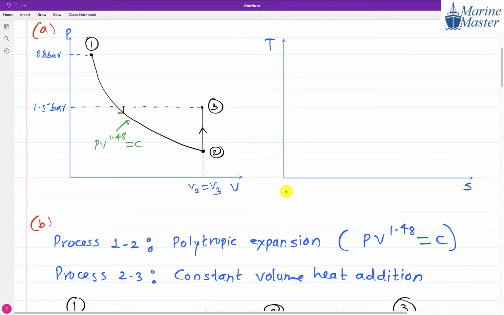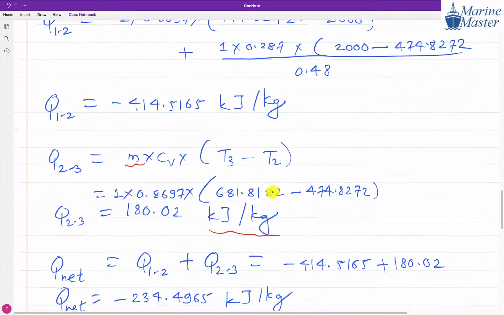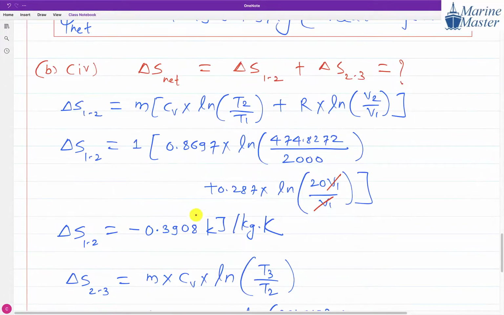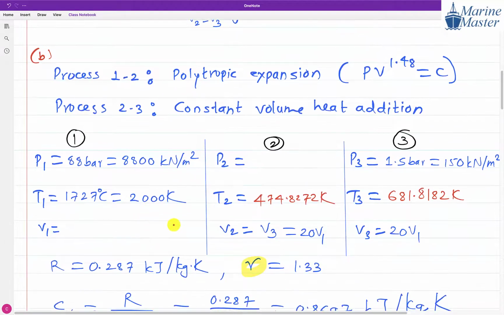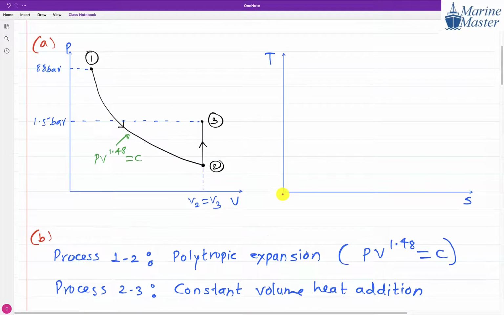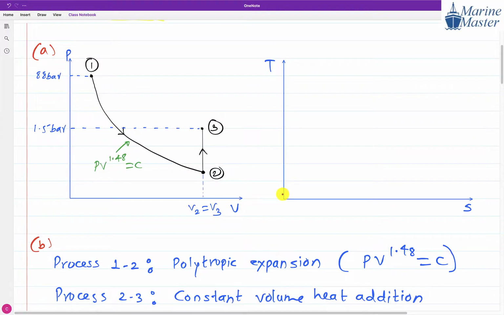How do we come to know that entropy is decreasing? The sign is negative, because delta S 1 to 2 we got negative. So entropy is reducing. And what about temperature from 1 to 2? Temperature is also reducing. Entropy is reducing, temperature is also reducing. So how will the scenario be here?